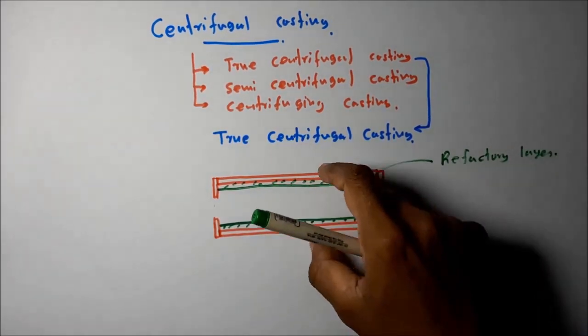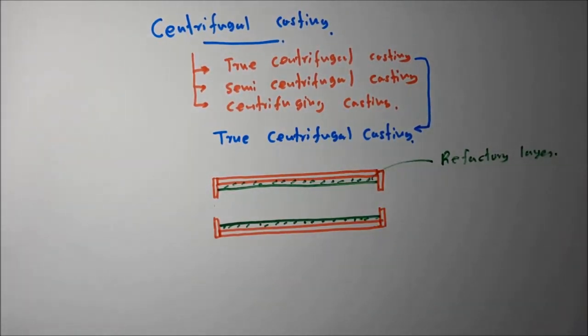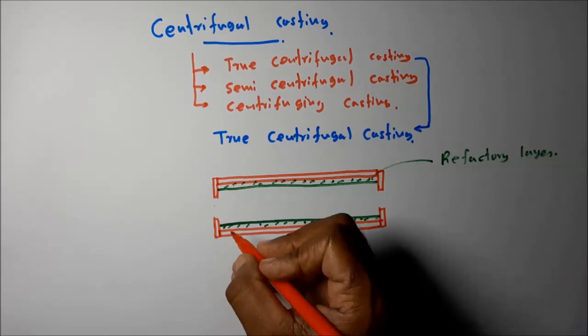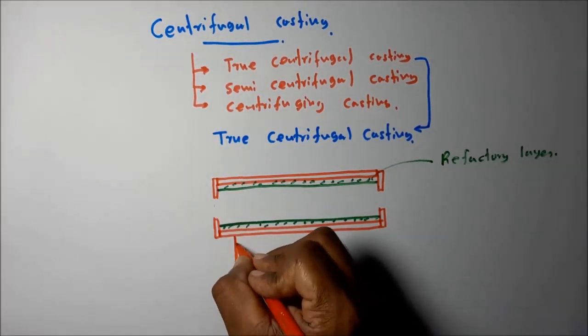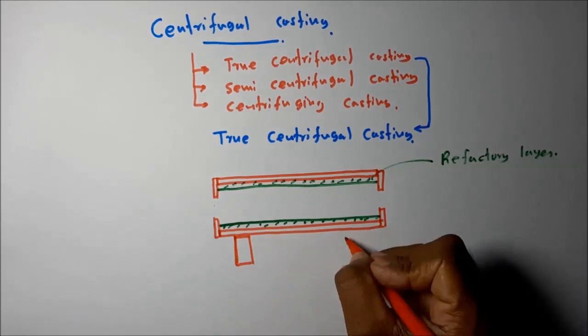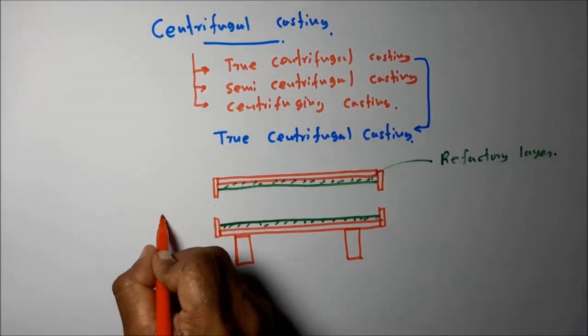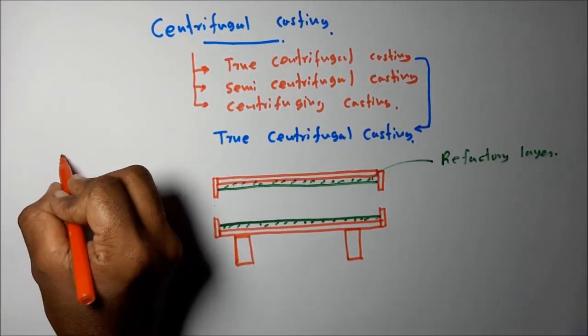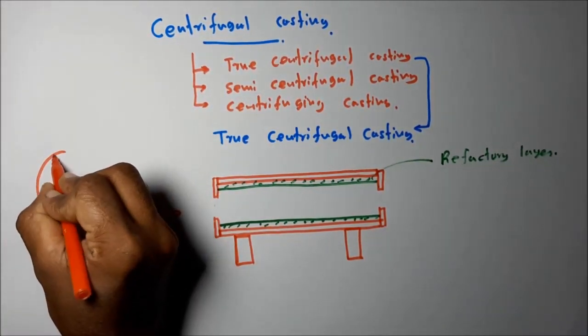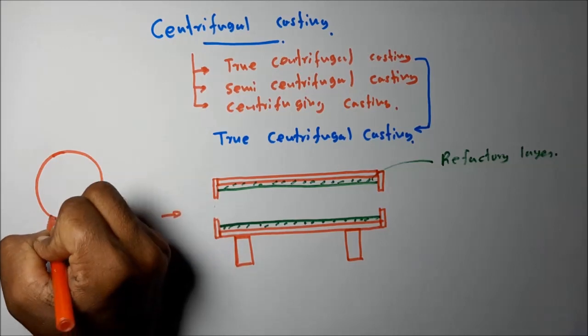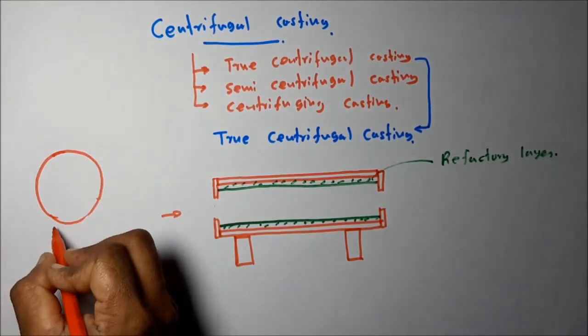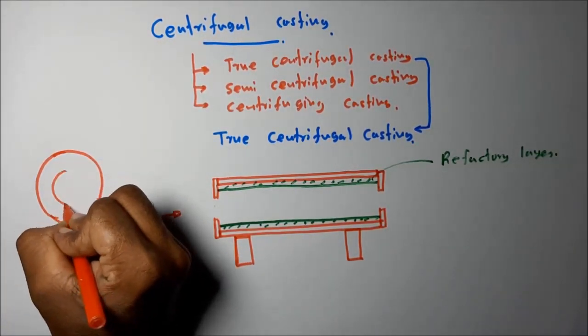This is the cylinder. This cylinder is mounted on the rollers. If you look from this direction, the structure is like this. If you look from the end elevation, it's like this. The hole.